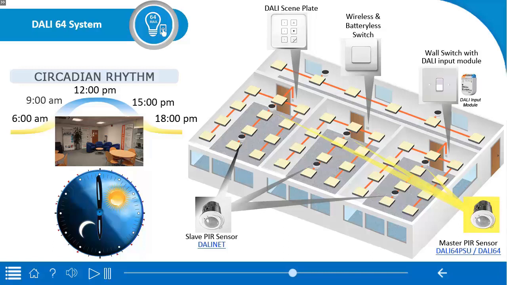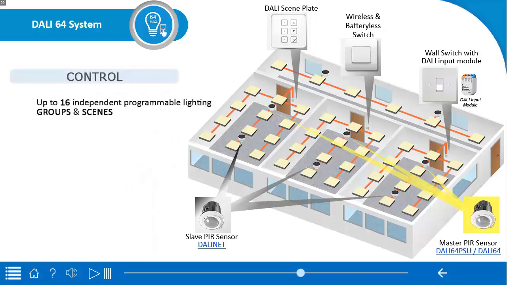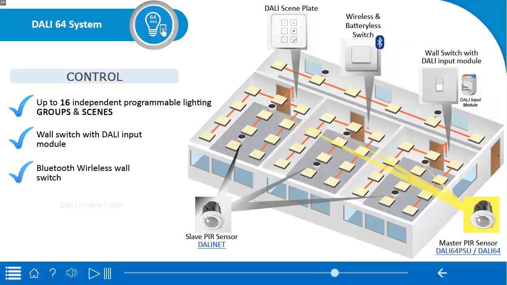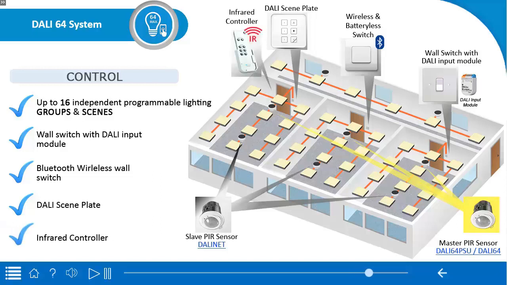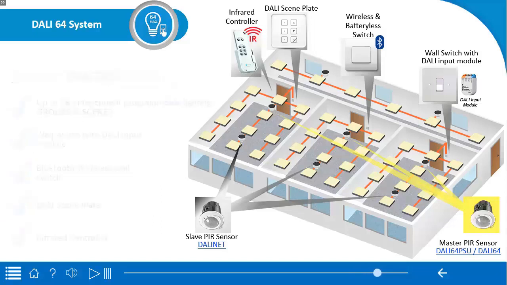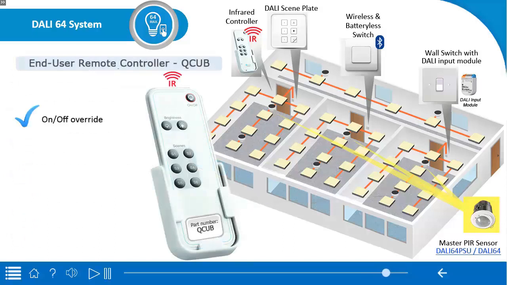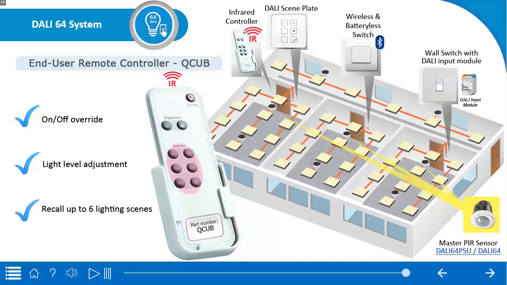A Dali64 system controls up to 16 independent programmable lighting groups and 16 scenes via a wall switch with a Dali input module, a Bluetooth wireless switch, or a Dali scene plate to control multiple luminaire groups, which can call up preset lighting scenes. The end user can carry out simple day-to-day actions by using an infrared controller called a quick control. The quick control provides an on-off override, dims lights up and down, and recalls up to 6 preset lighting scenes.